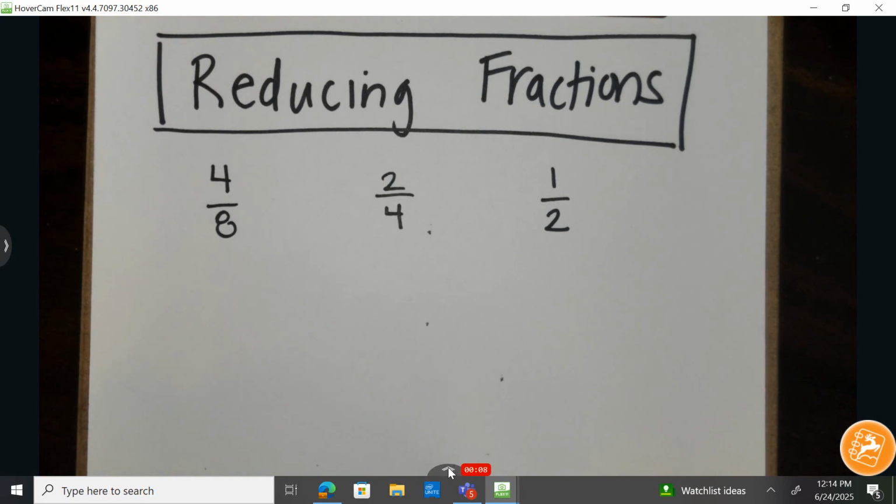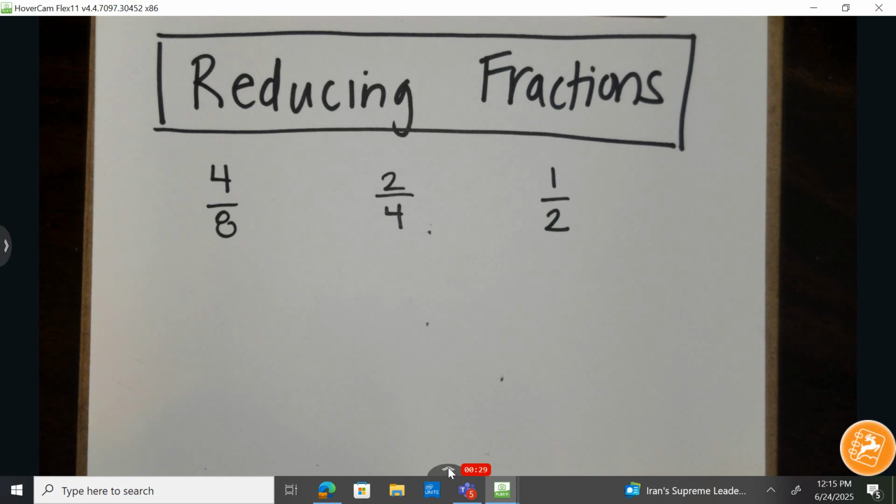Reducing fractions. We see three fractions, 4/8, 2/4, and 1/2. And sometimes different fractions can have the same value. Believe it or not, all of these are the same fraction, but in a different form. Only one is in a fully reduced form.